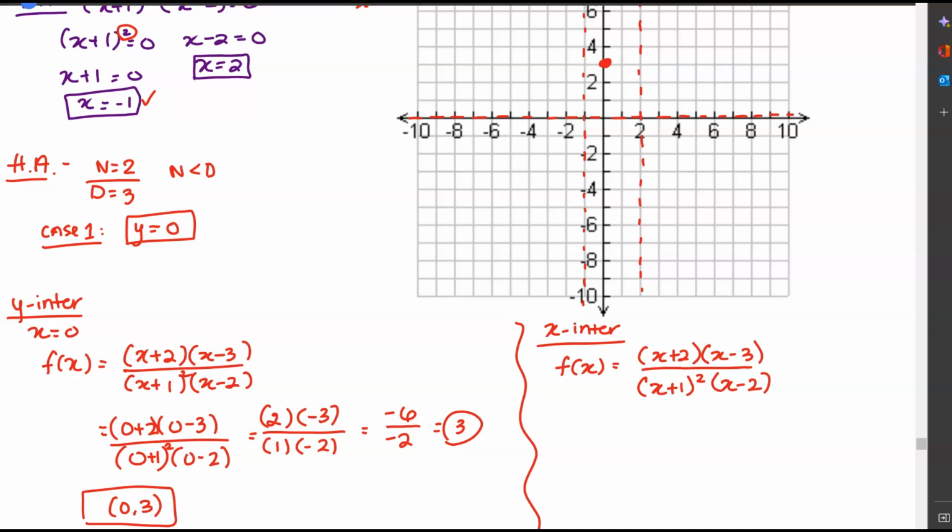In order for this to equal 0, because I'm going to set f of x equal to 0, the only way I can get this to equal 0 is if my numerator equals 0. So I would have x plus 2 times x minus 3 equals 0. When does this happen? This happens when x equals negative 2 and when x equals 3.